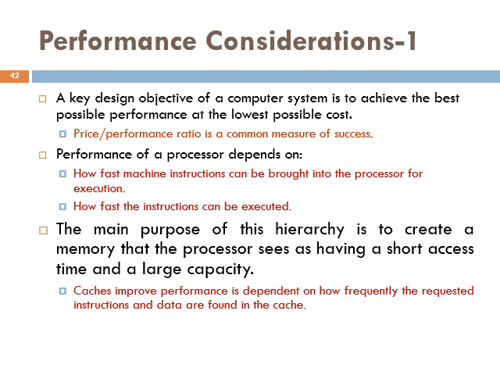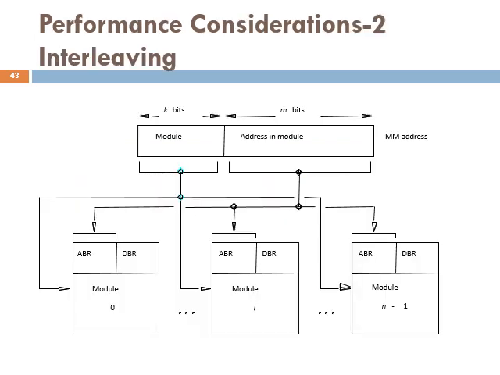The main purpose of this hierarchy is to create a memory that the processor sees as having a short access time and a large capacity. How much the cache improves performance is dependent on how frequently the requested instructions and data are found in the cache.